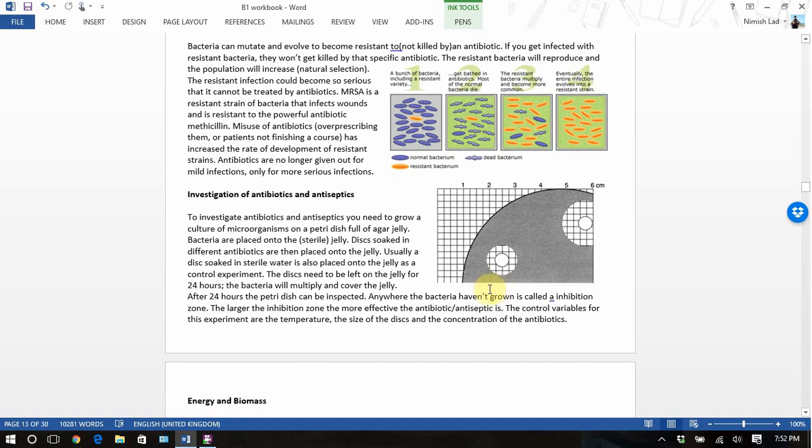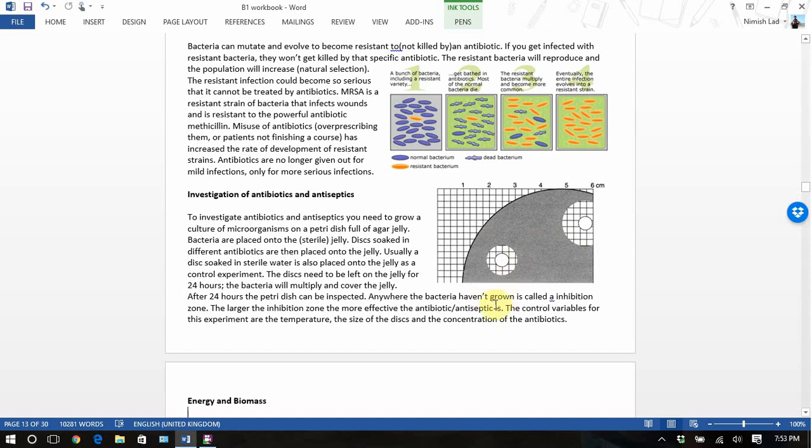After 24 hours, the petri dish can be inspected, and anywhere where bacteria haven't grown is called an inhibition zone, and the larger the inhibition zone, the more effective the antibiotic or the antiseptic is. So over here is a larger inhibition zone. That one is much more effective than this one over here.